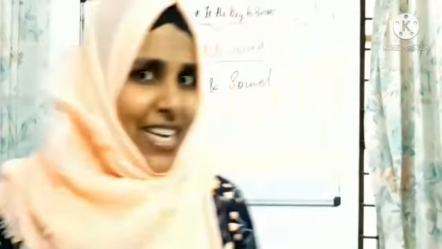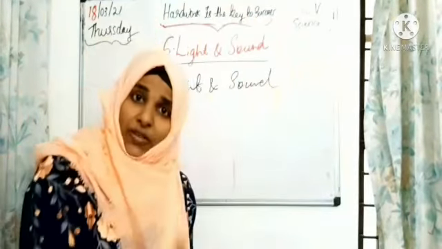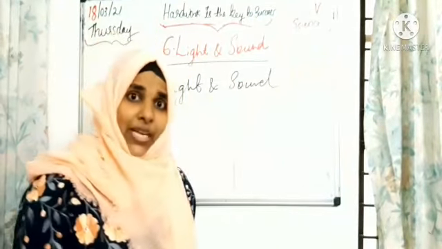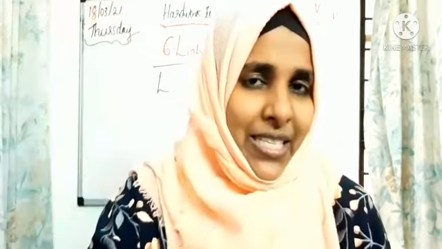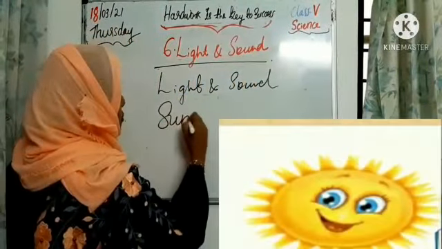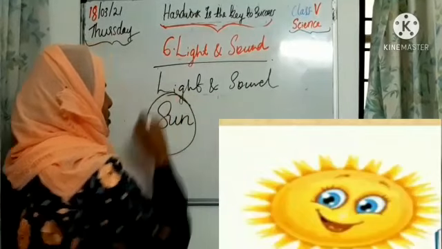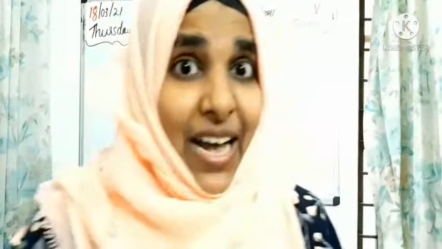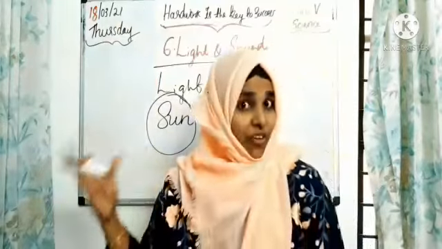Okay. Then some objects are emitting their own light. So we have to say the example like sun. It's a natural resource, and it emits light from itself. So we have to say like that: sun is the main source of light. Okay, which one? Sun. And light is the only form of energy that we can see.